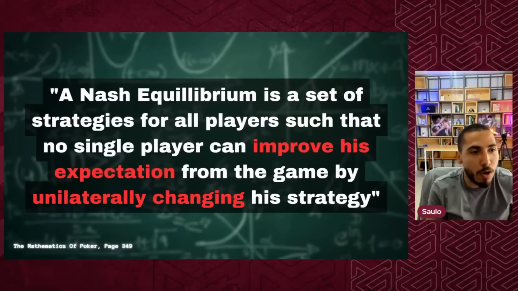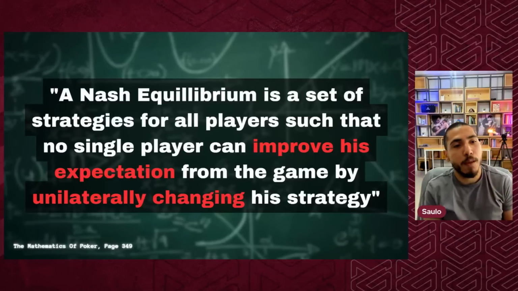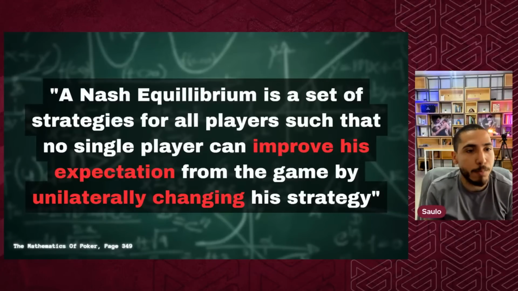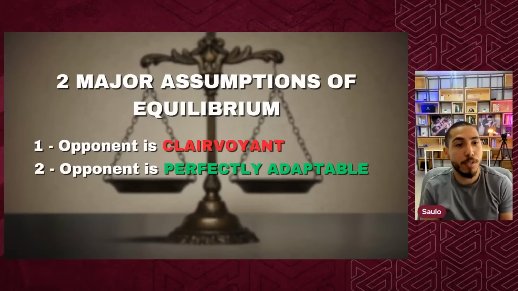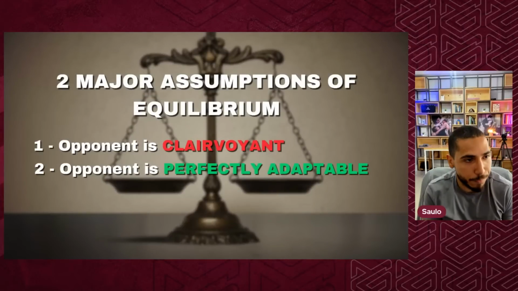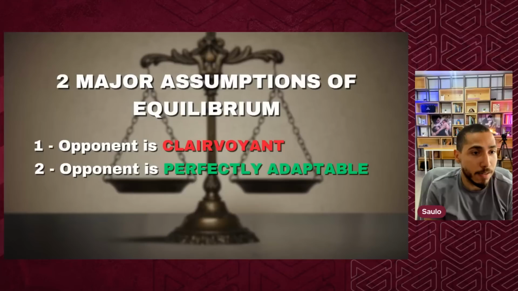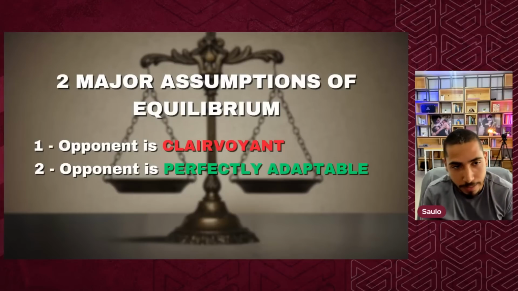Particularly when we talk about solvers and learn with solvers, we're going to see that there are two major assumptions at play when we consider solver strategies, equilibrium strategies. The first assumption is that your opponent is clairvoyant. And the second assumption is that your opponent is perfectly adaptable.